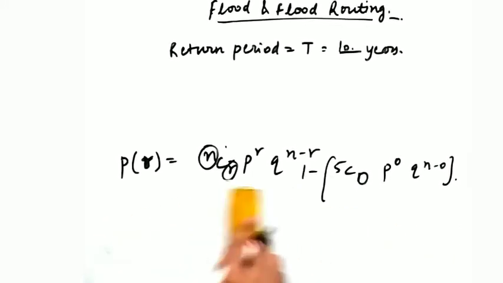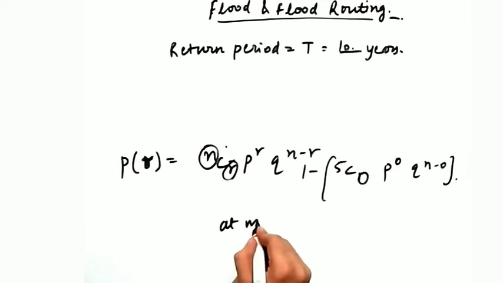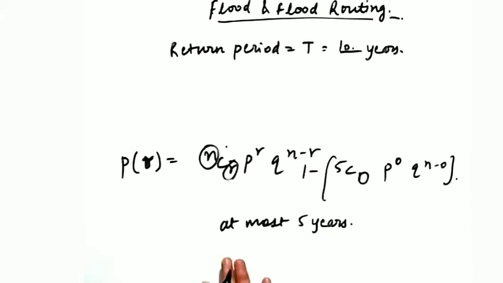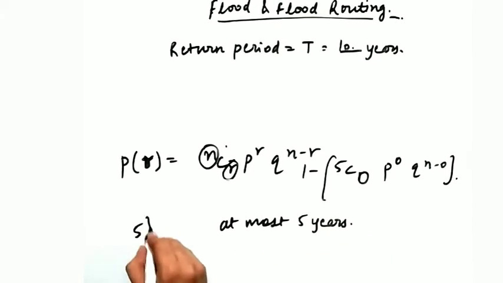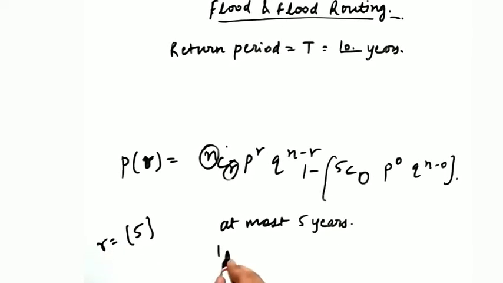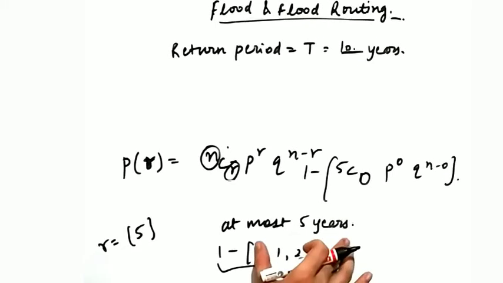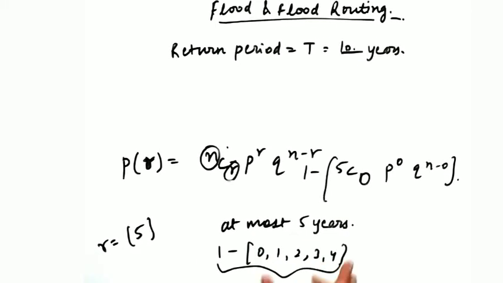Similarly, if I ask you what is the probability that the structure will overtop in at most 5 years, for this particular condition you will have to solve it for only r equals 5, or you can solve it as 1 minus the cases for 0, 1, 2, 3, 4, but this will be a lengthier process. So you can solve it for r equals 5. This will give you the probability of overtopping of the structure in at most 5 years.